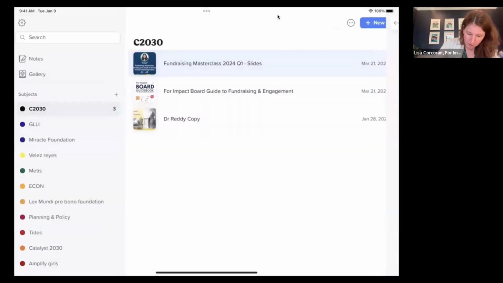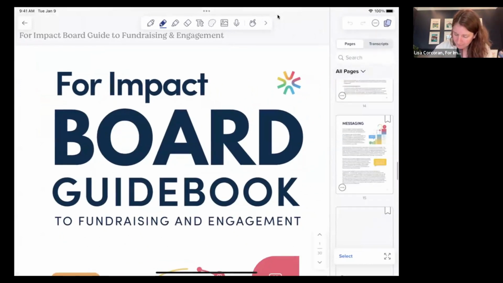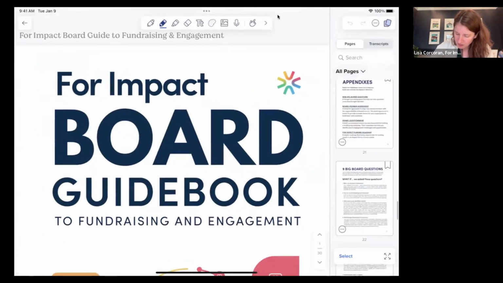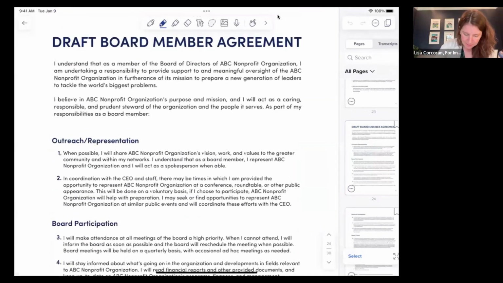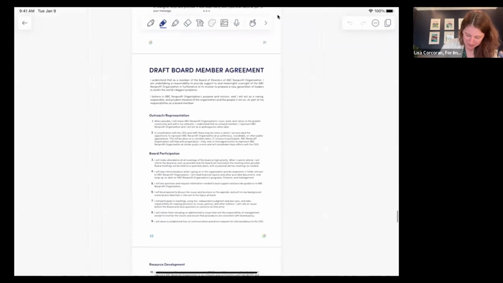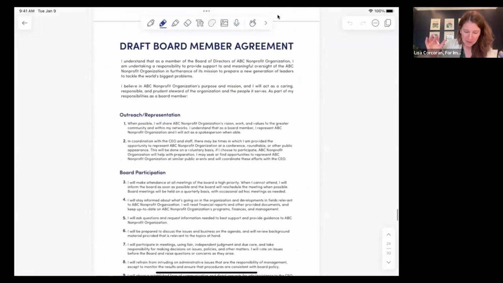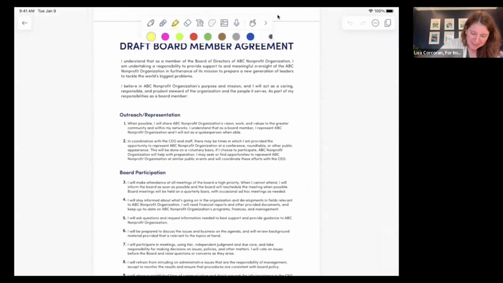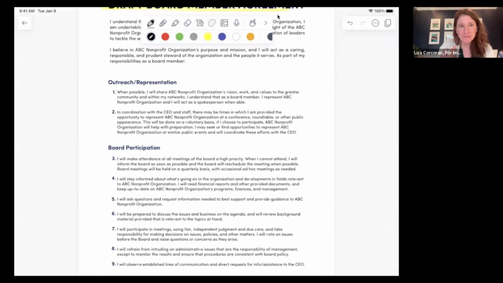Actually, why don't I just do it right now? Because I've got you here. We're going to provide a copy. This is a guidebook that we've created to engage boards around fundraising and advocacy, and I'll include this in the chat at the end of our time together. But this is a draft board member agreement. All right, so you all can take it and make it your own. But I just want to show you what I'm talking about. This is what I mean when I say let's align around what we're expecting from that board.